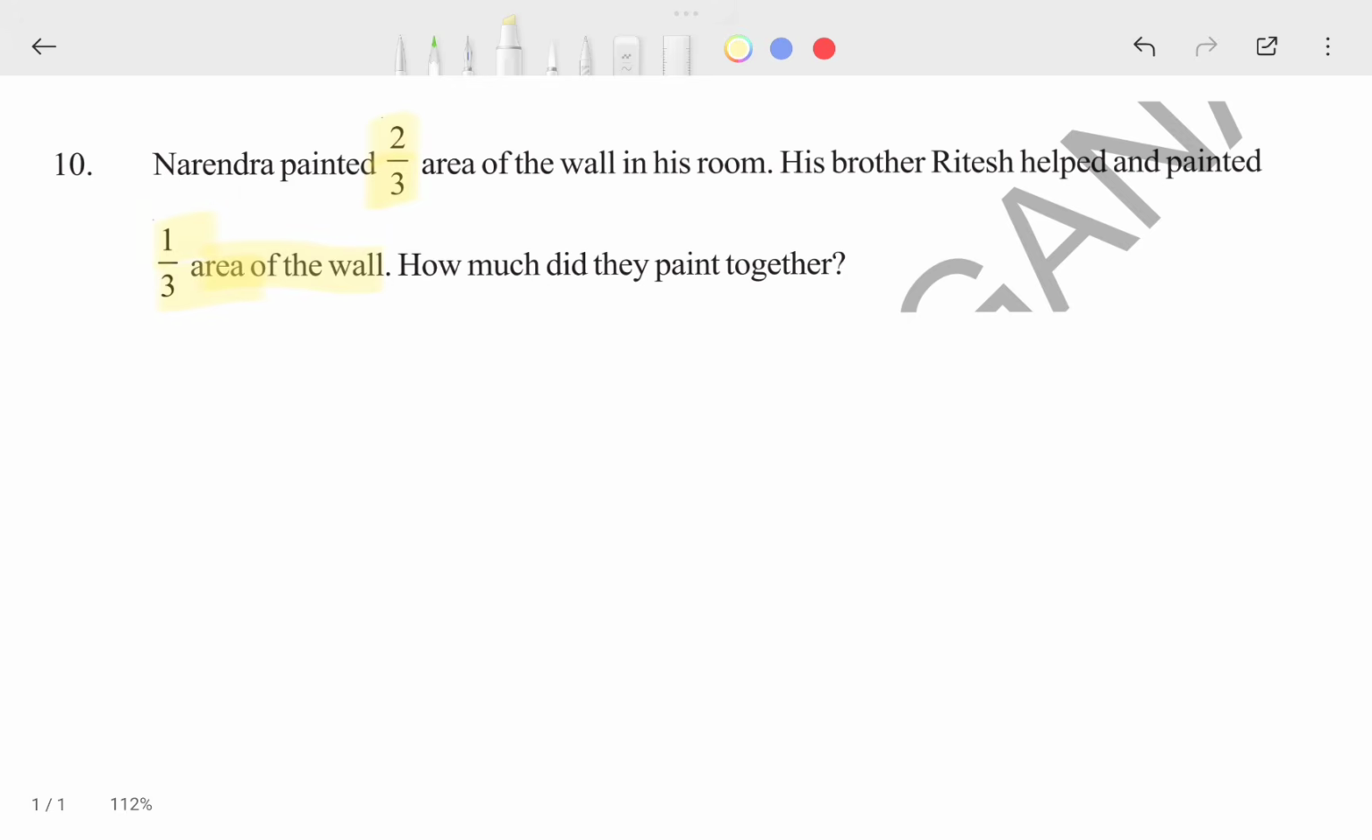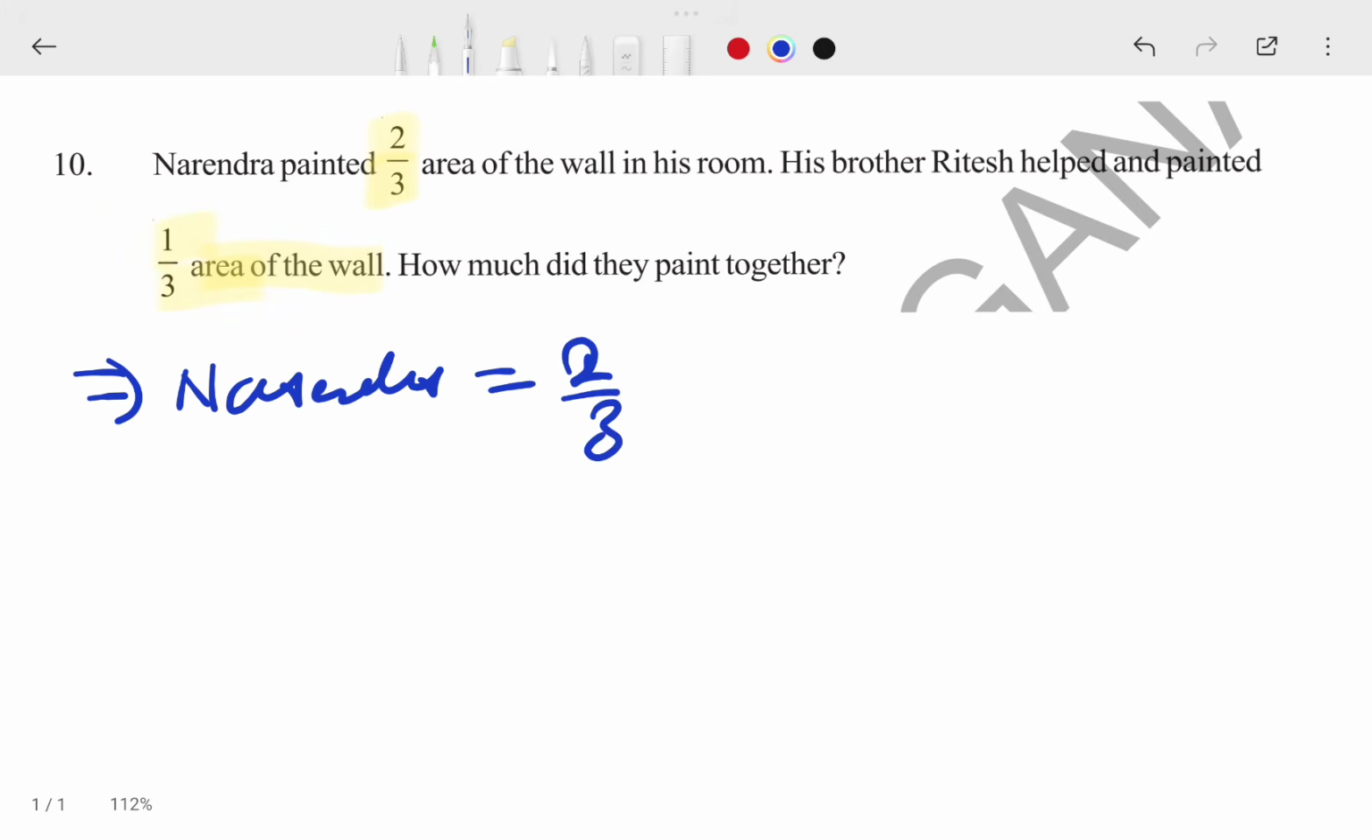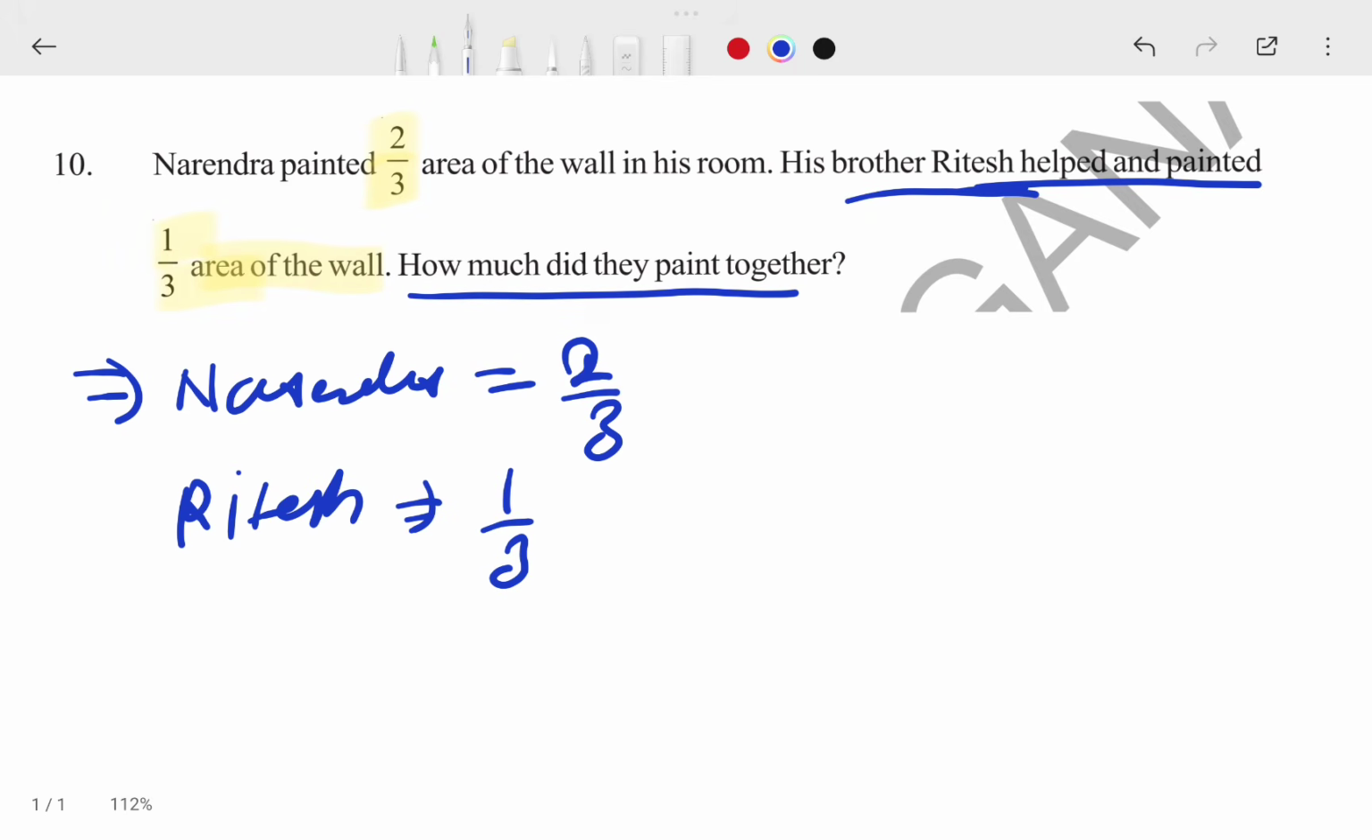So how can you find the answer to this one? This is simple, I will explain. Narendra painted how many parts? 2 by 3 parts. And Ritesh, his brother, is helping him to paint 1 by 3. So how much did they paint together? Together means like you are here and your brother is here. I am taking both of you. Hey, both of you come together. So what will you do? You both go with each other.